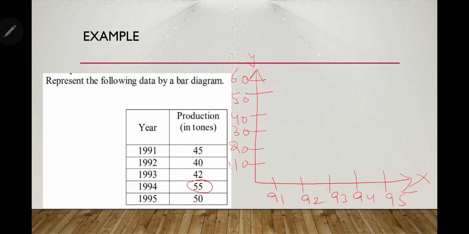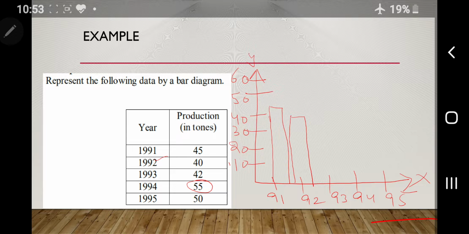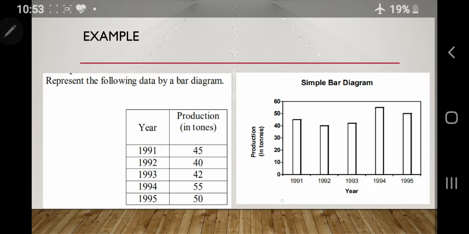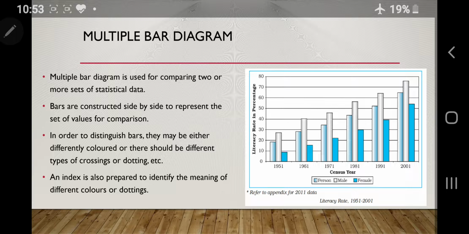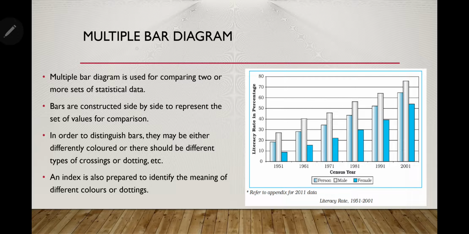Now let's start drawing. We can see that for 91 the production was 45 tons. So my first bar will be like this. For year 92 the production was 40 tons. So my second bar will be like this. And finally, a clear version of the diagram will look somewhat like this, in which production is shown on the y-axis and years are shown on the x-axis. You can observe that the width of all bars is the same, whereas height is different depending upon the value given in the question.